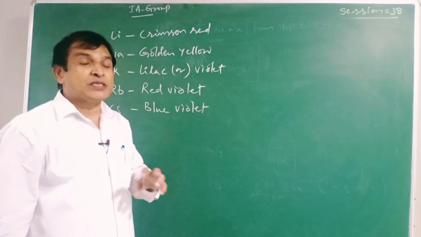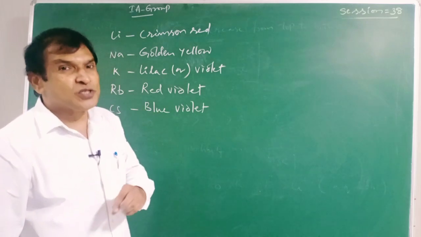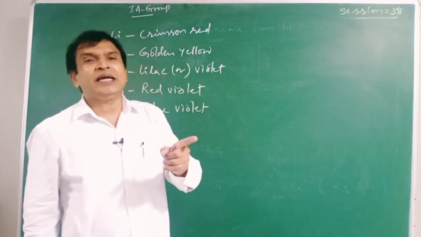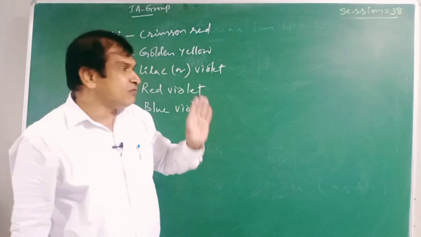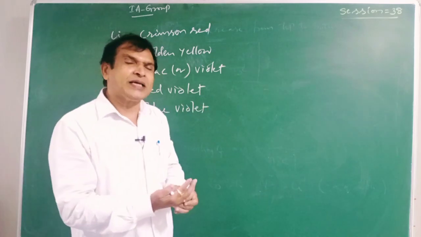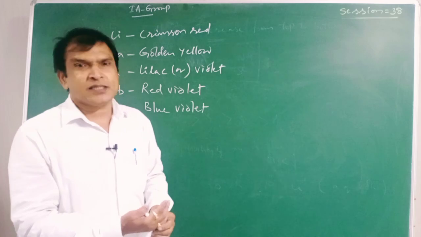So why do the alkali metals give the characteristic flame test? Due to low excitation energy. The excitation energy of these elements is low. That is why they give the characteristic flame test. All the alkali metals give the characteristic flame test.